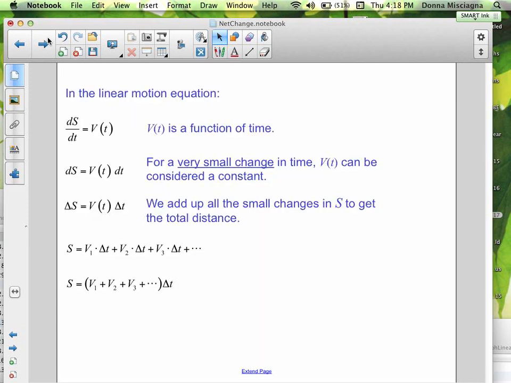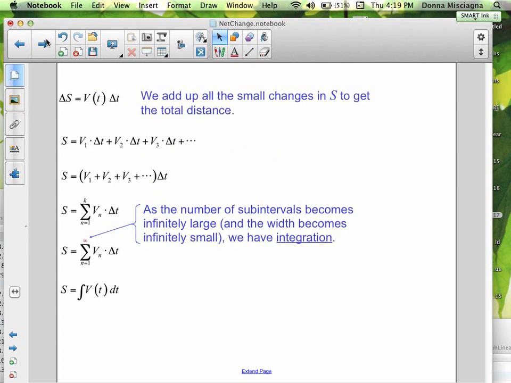All right, so in the linear motion equation, ds/dt equals v(t). v(t) is a function of time. So your velocity is a function of time, and it's the derivative of the position function. For a small change in time, v(t) can be considered a constant. When we add up all those small changes in time, we get the total distance. And that's what we've been doing with our area under the curve. So when we add up all of those small changes, we get our total distance traveled.